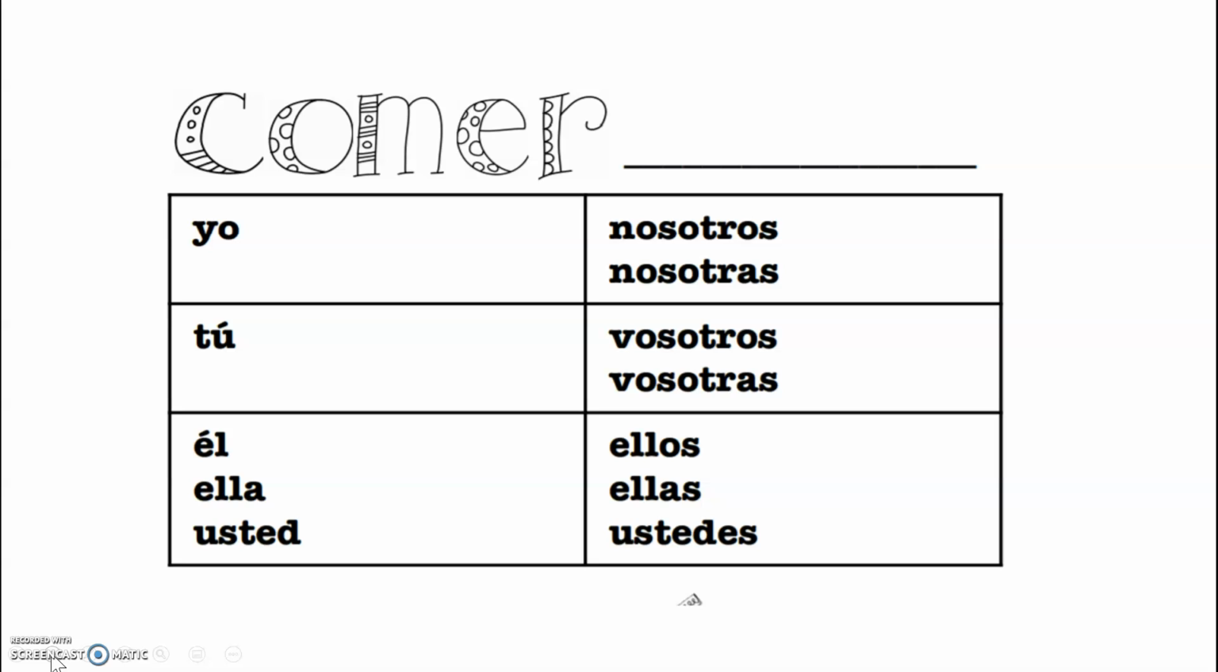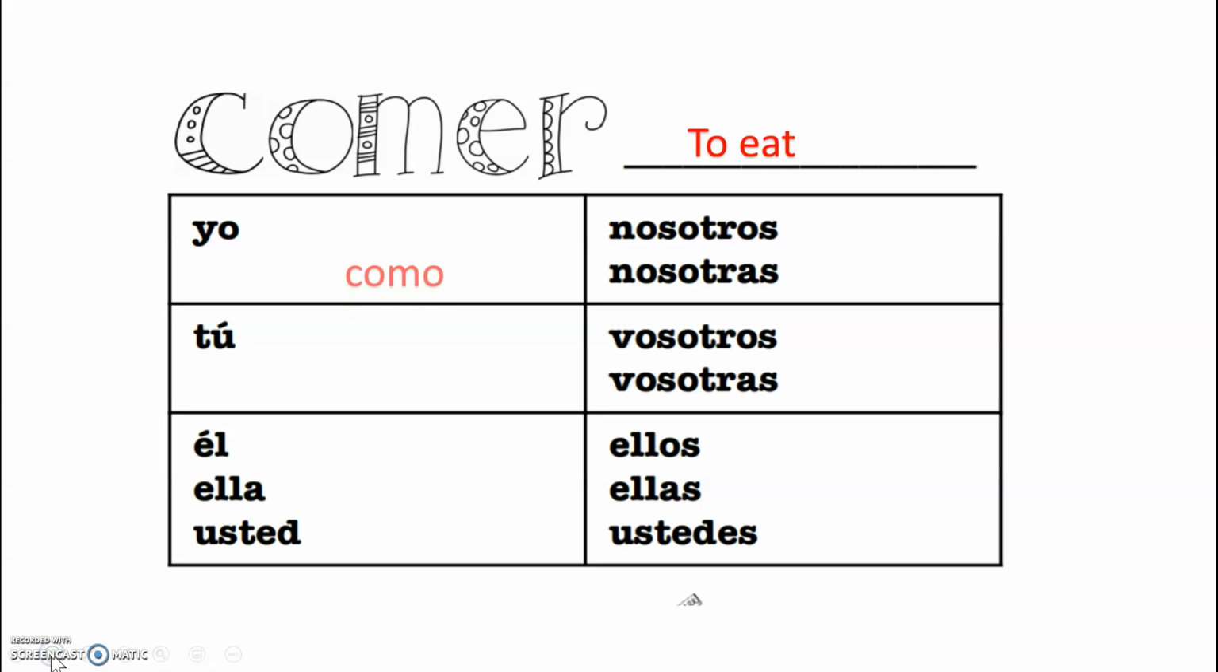Okay, vamos a practicar. Make sure that you are writing down what these verbs on the next two slides mean, and then their conjugations again on page 6 in your packet. Okay, el verbo comer significa to eat.